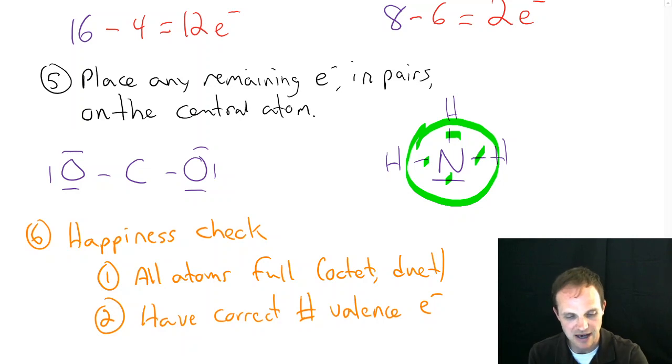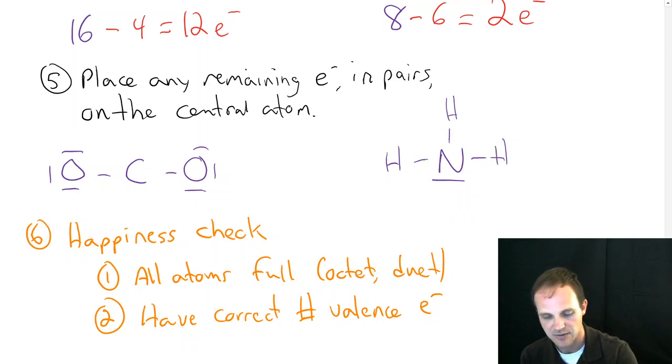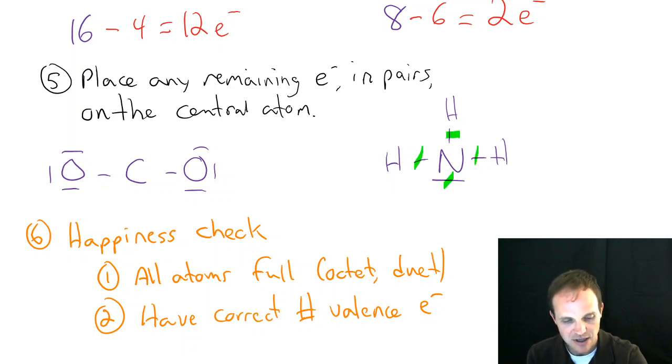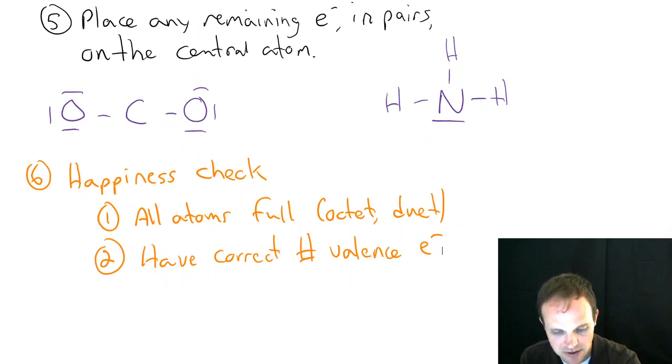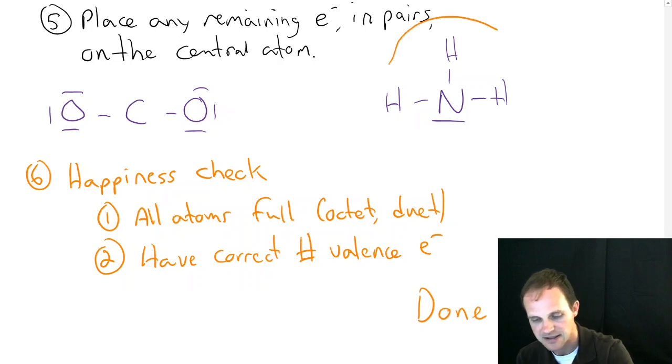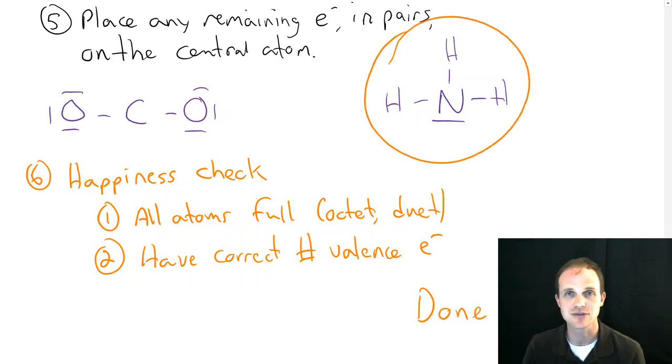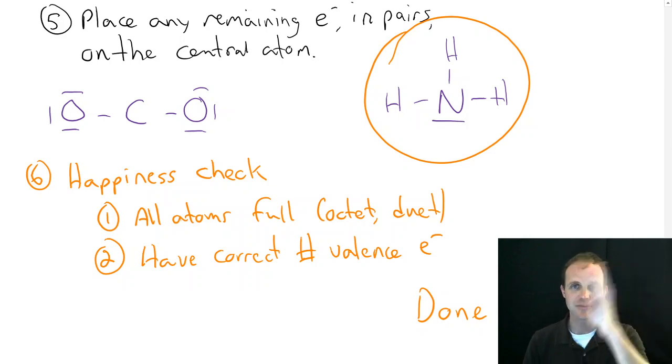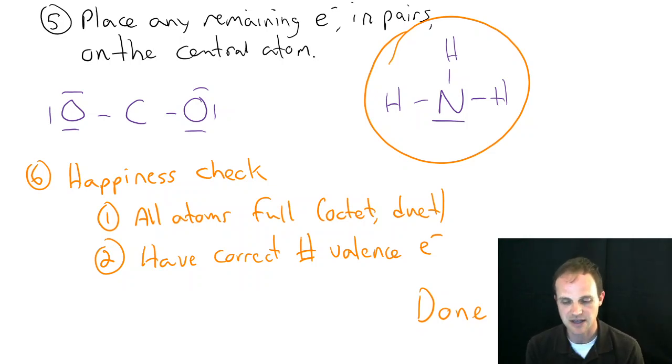We passed the first half of our happiness check, but now we just need to count electrons, which is 2, 4, 6, 8. We had 8 valence electrons. We've now passed our happiness check, which means that for the ammonia, we are done. And this is actually the structure of NH3, a central nitrogen atom, 3 hydrogens single bonded to it, and then 1 extra pair of electrons on that nitrogen.